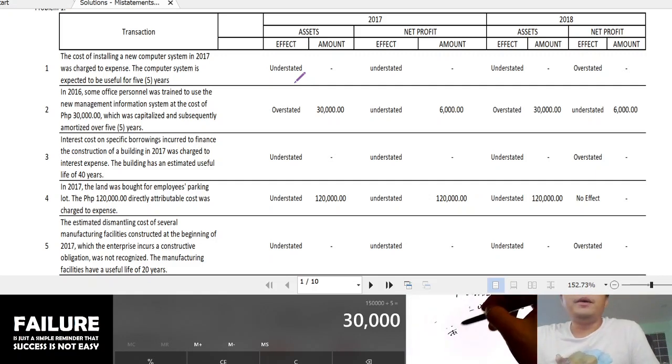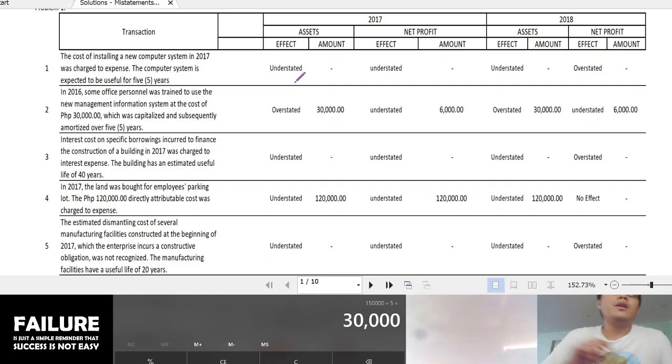In our next problem, in 2016, remember the year, some office personnel was trained to use the new management information system at the cost of 30,000, which was capitalized and subsequently amortized over 5 years. So what happened here, class, is the opposite of error number 1.